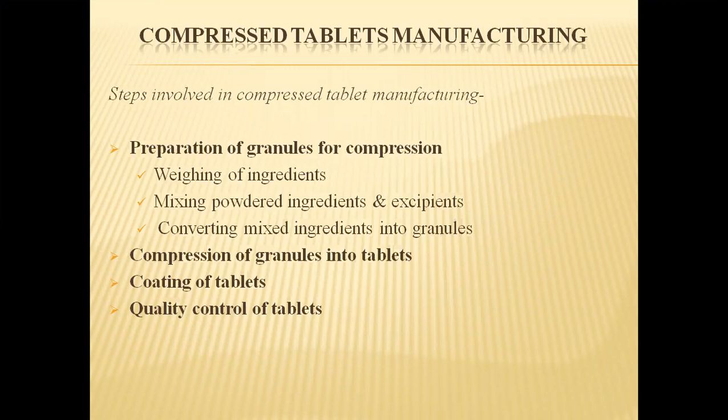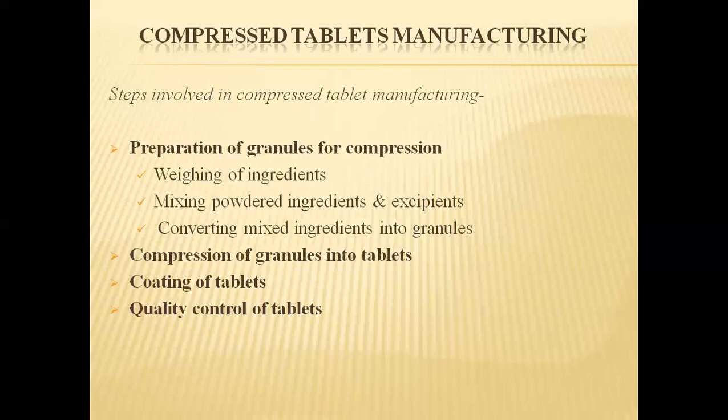The first step is preparation of granules for compression. Second step is compression of granules into tablets. The third step, which is an optional step, is coating of tablets. That means it is not always desired or needed. And the fourth step is quality control of tablets.